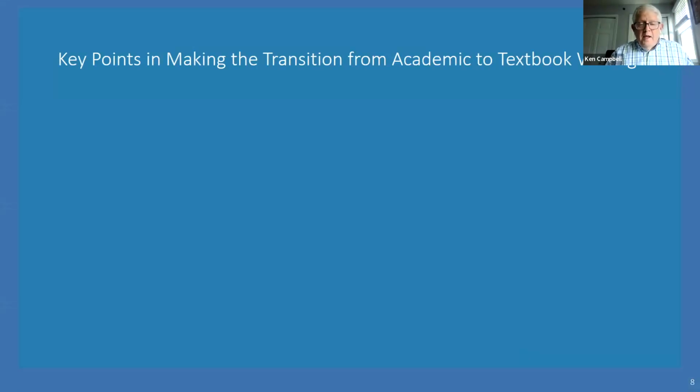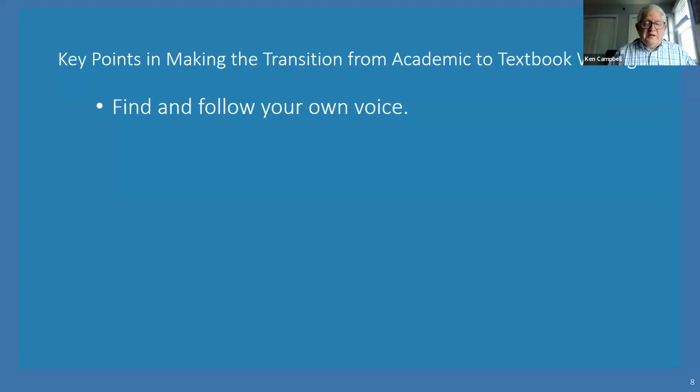So for those of you who did come to this session because you were interested in making the transition from academic to textbook writing, here are some of the main points that I would make. And some of this also leads back to what I said earlier about ChatGPT. The first piece of advice that I would give you is to find and follow your own voice. Even writing a textbook is not just about finding and presenting information in as neutral a tone as possible.